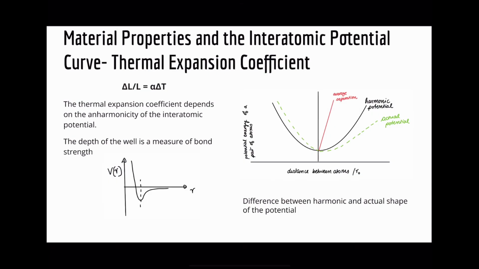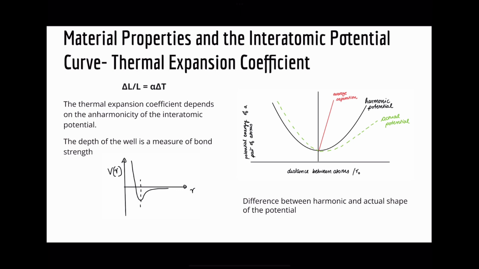The thermal expansion coefficient is defined as the fractional change in length divided by the temperature change. When the temperature is 0, the atoms sit at the bottom of the well with minimum potential energy. As the temperature is increased, the atoms' kinetic energy also increases, which causes them to vibrate more vigorously about their equilibrium positions.